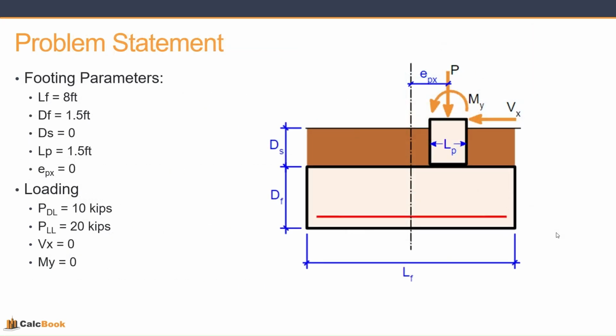So we have a quick example here. We're going to go into CalcBook and look at the punching shear specifically. Our setup is a square spread footing, 8 feet in both directions. It's 1.5 feet deep and has a 1.5 foot square pedestal. No eccentricity, no moment or shear, just vertical loading of a dead load of 10 kips and a live load of 20 kips. So let's open up CalcBook and get started on the design.